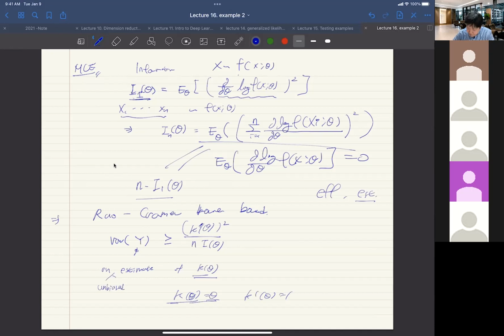Okay, and the MLE also has another property: the square root of n times theta hat MLE minus theta. The MLE has asymptotic normality under suitable conditions, converging to a normal distribution with mean 0 and variance 1 over I of theta 0. Okay, so this is the key part when you talk about the MLE.